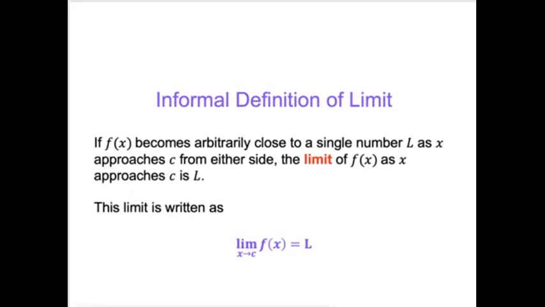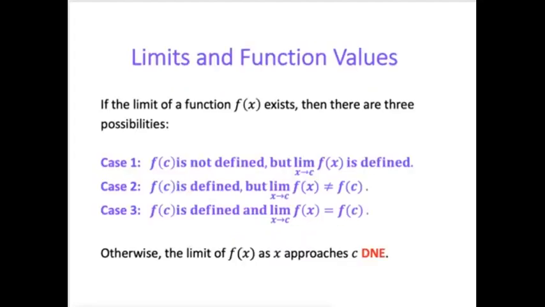If f of x becomes arbitrarily close to a single number, L, as x approaches c from either side, the limit of f of x as x approaches c is L. This limit is written as what you see written below here: the limit as x approaches c of f of x equals L. So we're going to start our discussion by comparing limits and function values.